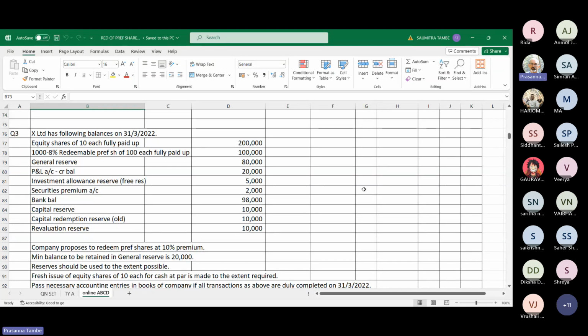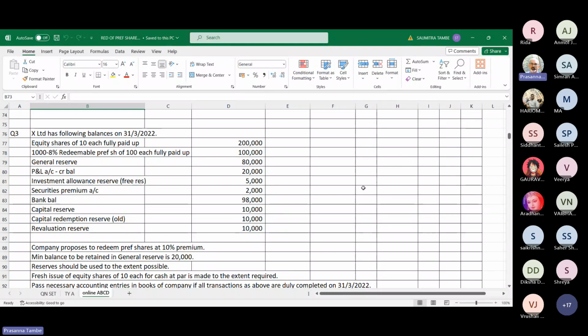Okay, my first question to you. Do we have fully paid redeemable preference shares or partly paid up redeemable preference shares? Fully paid. So that is one of the prime conditions. If it is not a fully paid share, then we can't go ahead with redemption. Now, in this case, it is fully paid up, so we can go ahead with the redemption.